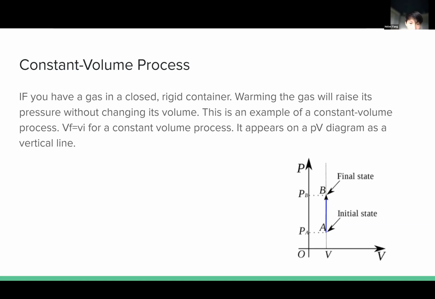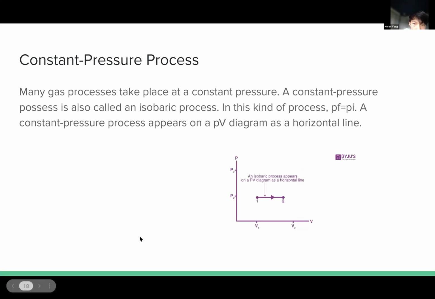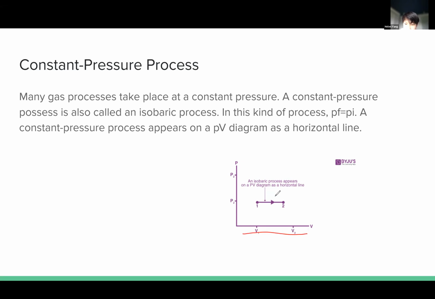Okay, now there's also a constant pressure process. Many gas processes take place at a constant pressure. A constant pressure process is also called an isobaric process. In this kind of process, the final pressure is equal to the initial pressure, and it appears on a PV diagram as a horizontal line. The volume is changing, going from this initial to this final.